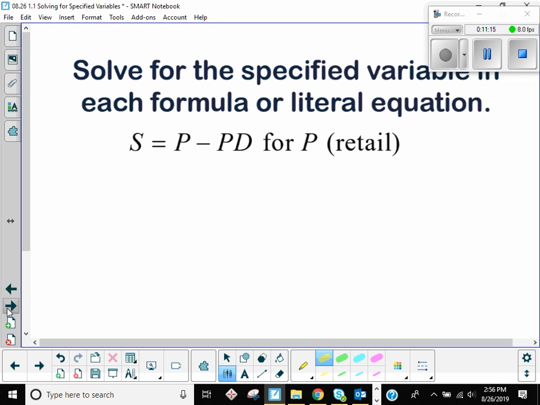You might look at this and say, okay, here's a P all by itself. I'm going to get it even more by itself by moving the PD over. So that would give me S plus PD equal P. And I might feel very accomplished because this P is all by itself. But how come I haven't actually solved for P? Yeah, there's one on the other side. I don't really know what P by itself equals. I can't solve for P and still have P on the other part of the equation.